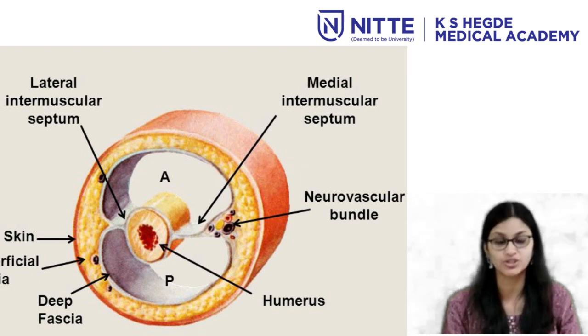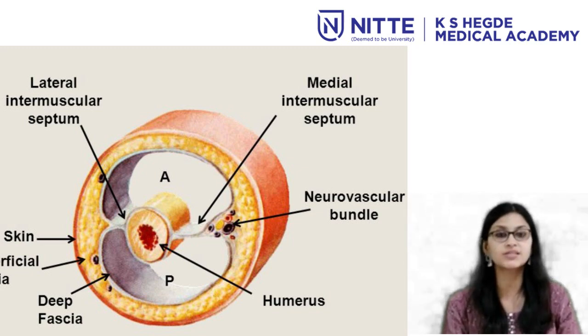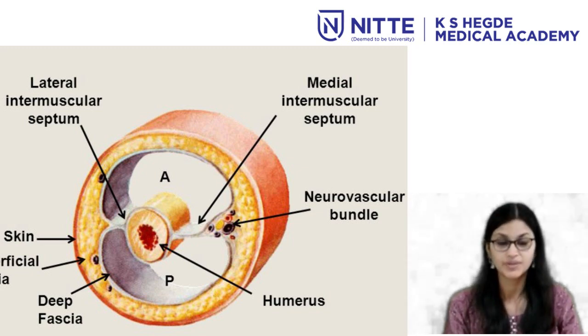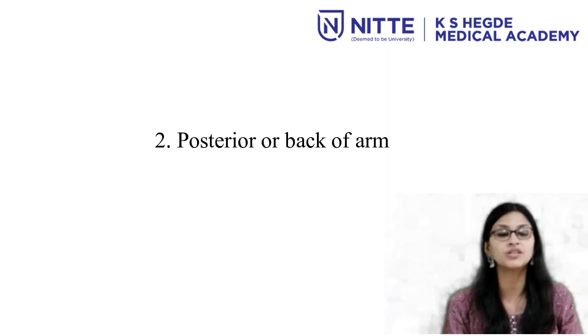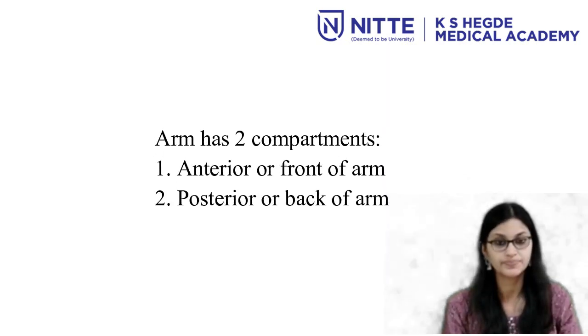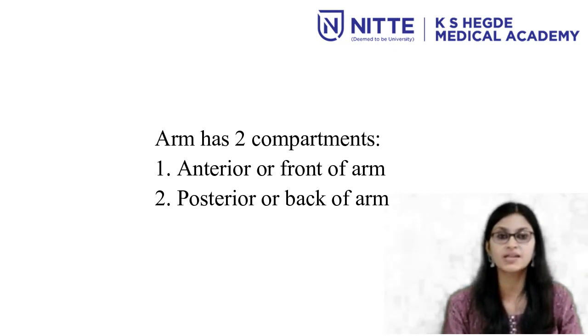forms the two modifications called as the lateral and medial intermuscular septum. These two intermuscular septa are very prominent in the lower part of the arm, dividing the arm into two compartments: anterior compartment or front of the arm, and posterior compartment or back of the arm.